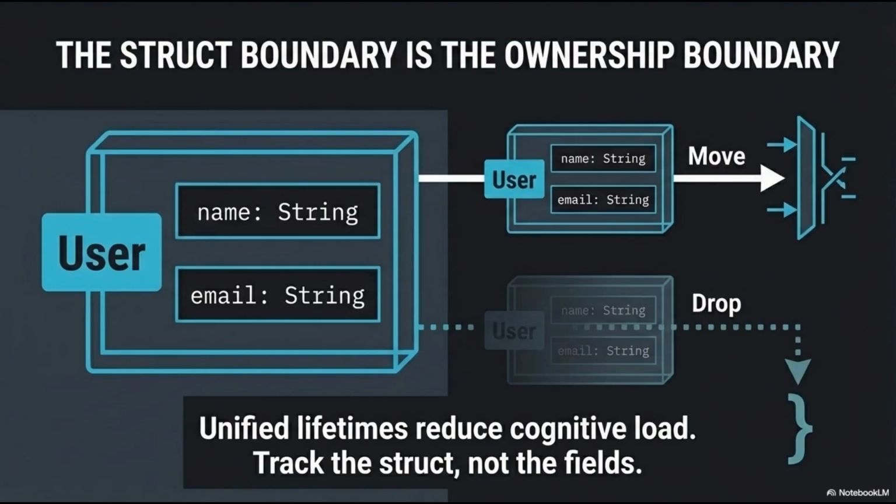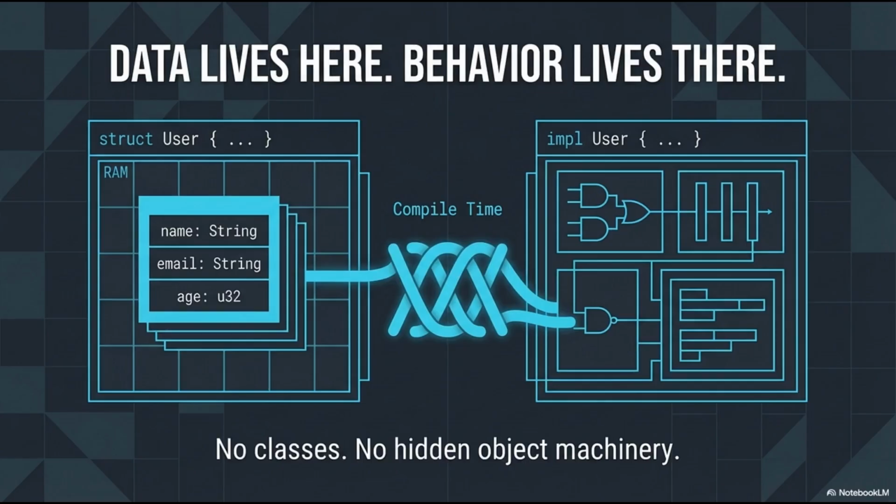Okay, so we've established a unified memory boundary. Data is locked down, but data is really only half of that application. Right. You need it to actually do things. Exactly. If I have a user struct, I eventually need that user to perform actions. I need to update their email or format their display name for the front end or serialize them into a database query. Right. But the text explicitly states, Rust has no classes. We cannot put methods inside the struct definition. Nope. Not allowed. Why force this separation between data and logic?